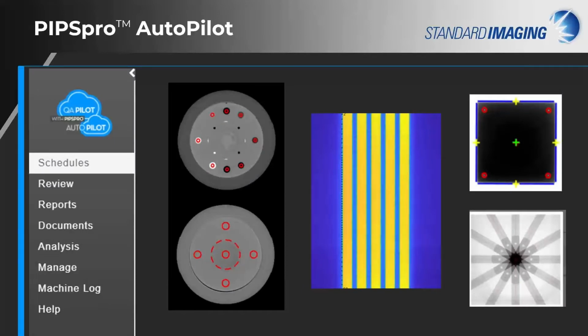Now I'd like to spend a moment telling you more about the new add-on feature to QA Pilot, Pips Pro Autopilot, which allows users to take advantage of our automated analysis of image-based tests. For your TG142 imager and machine QA, Pips Pro Autopilot will automatically analyze uploaded image files and display the results in the assigned TG142 schedule. No manipulation of images is required, no need to mark fiducials, no need to define analysis regions. It's all done automatically.